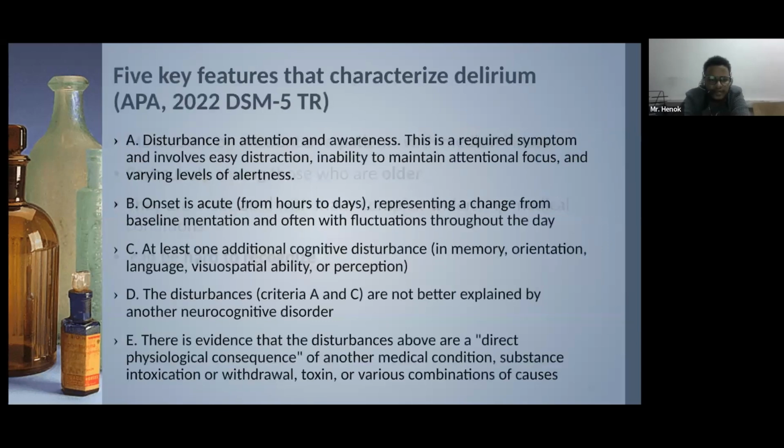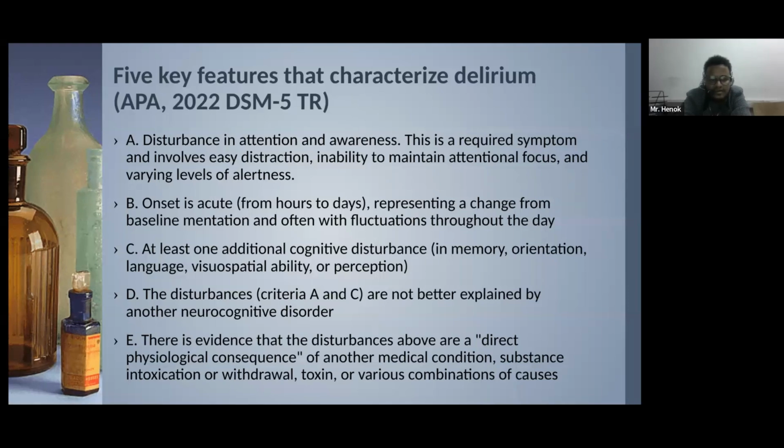According to the American Psychiatric Association and the DSM-5 text revised, there are 5 key features that characterize delirium. The first one is a disturbance in attention and awareness. This is a required symptom, and it involves easy distraction, inability to maintain attentional focus, and a varying level of alertness. That is the first key feature.